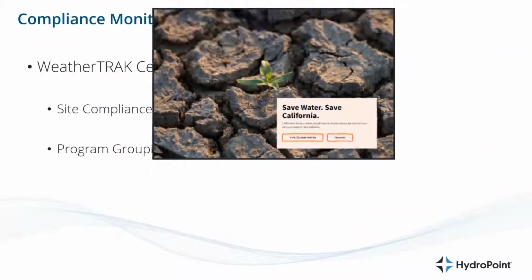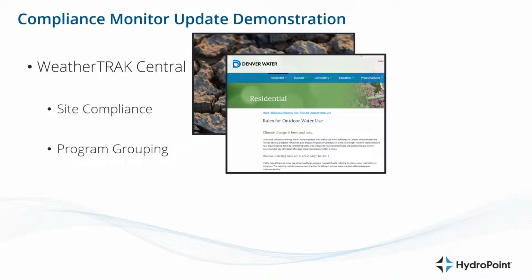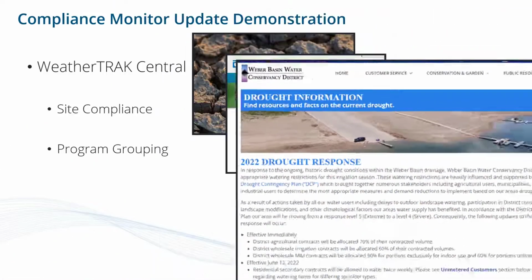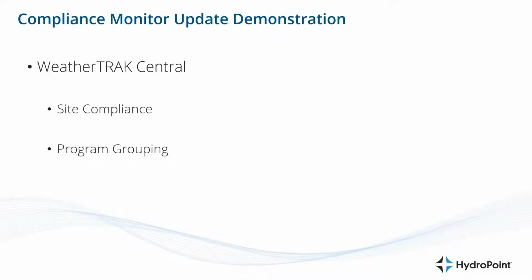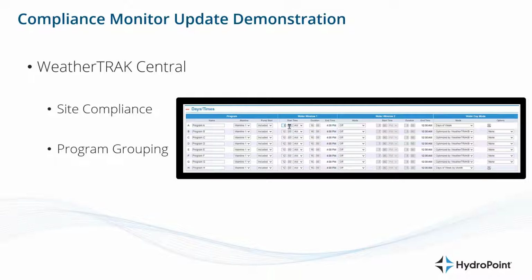Once we understand our local restrictions, the next step is to make sure the sites and systems that we manage adhere to those restrictions, and our schedules only run during those restricted days and times. Usually the start times, water windows, and water day modes for a controller are controlled on the program page of weathertrack.net and can always be managed there.